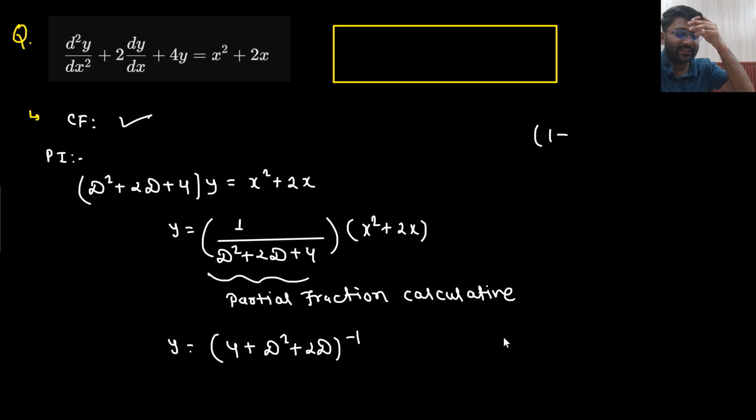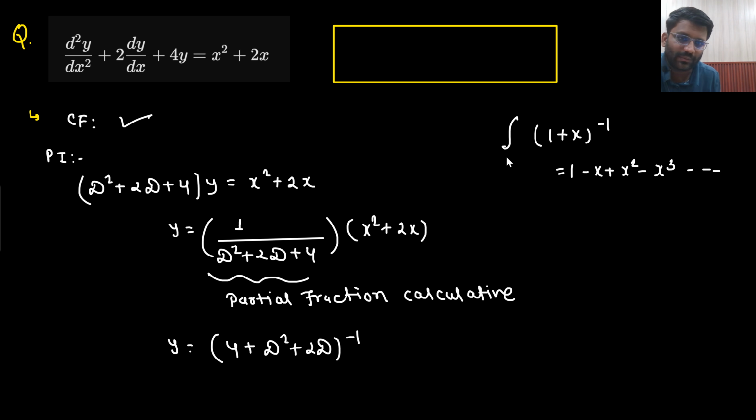Let's get back to our studies. So what I was saying, sir, why have you written this 4 here? Because you know that, sir, I need to make this form 1 plus x to the power minus 1, which will be equal to 1 minus x plus x square minus x cube and so on. This form, sir, I need to make.